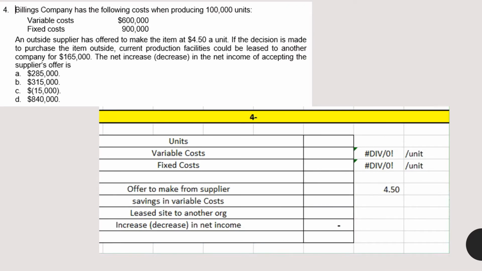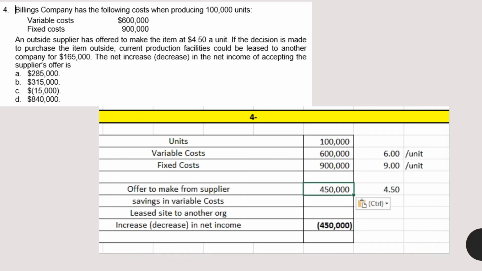Alright, we have this situation where they have an organization that produces 100,000 units. They have variable costs of $600,000, $6 per unit, and fixed costs of $900,000 or $9 per unit. We have an offer from a supplier for $4.50 per unit, so multiplying that times the number of units, we have a total cost from the supplier of $450,000.